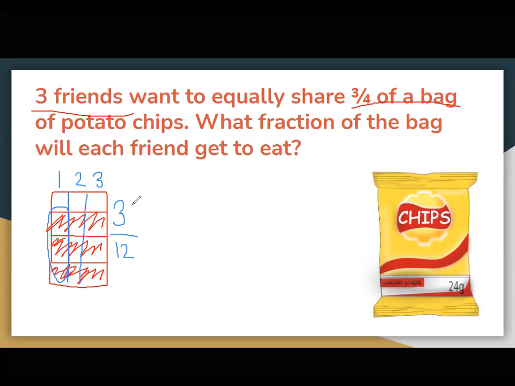Well, 3/12 can also be reduced because we can divide 3 and 12 by 3. 3 divided by 3 is 1, and 12 divided by 3 is 4. So each friend is going to get 1/4 of the bag. Which makes sense because there is 3/4 left, so there's enough for each friend to get 1/4.